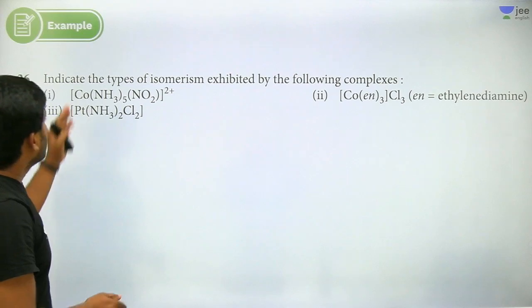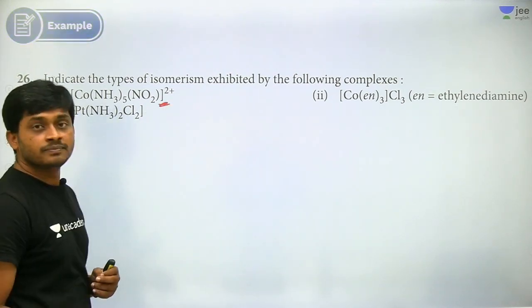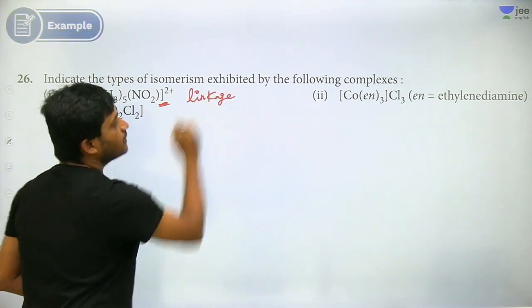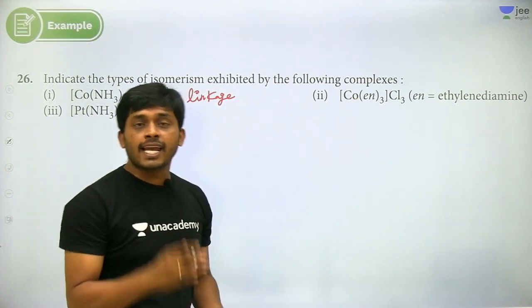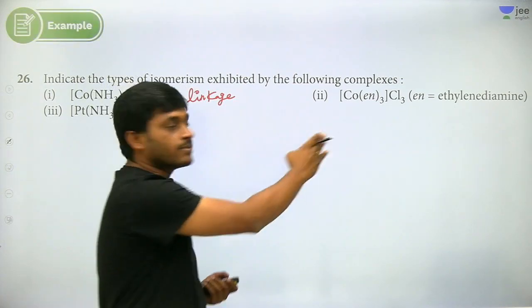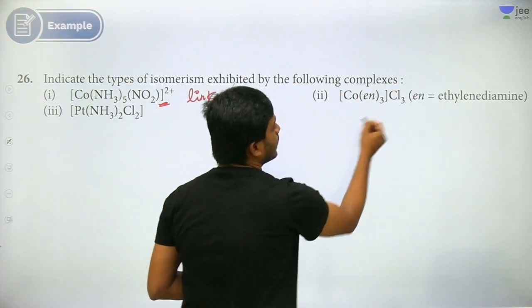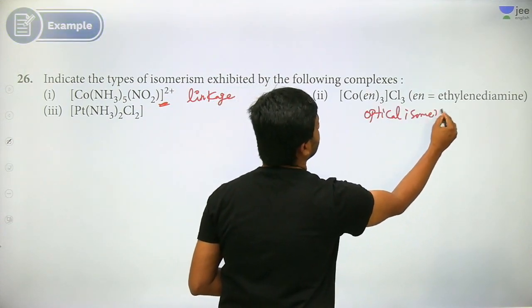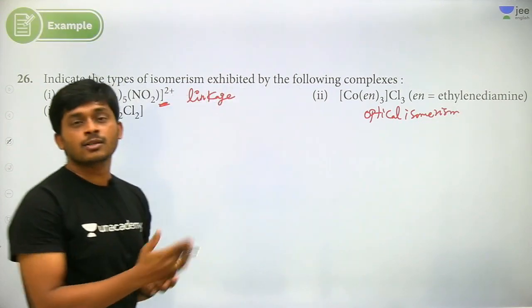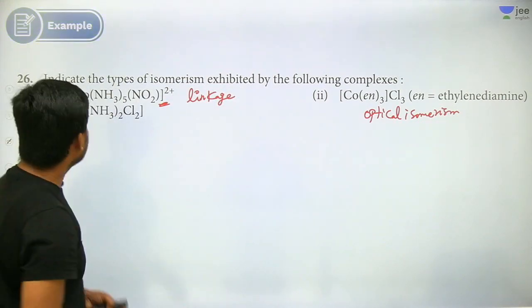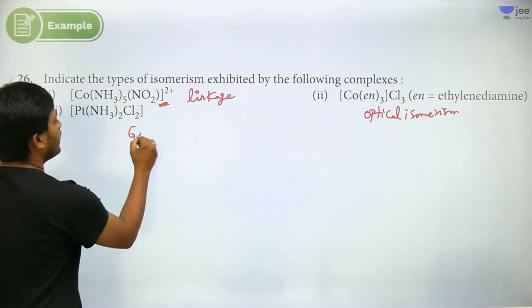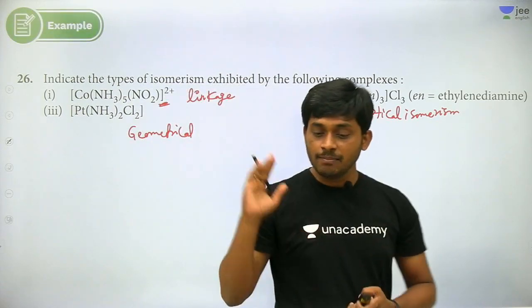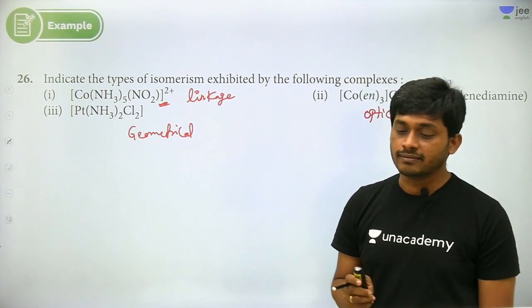Right, more answers now. What is the isomerism here? First one: linkage isomerism. Linkage isomerism. Co(en)3: same type of donor atoms 3 times. So what is the isomerism here? Optical isomerism it can show. It cannot show geometrical. It cannot show ionization also, that is not an ion. Right. This one, it can show geometrical. That's it. 2 marks you will get. Very simple question, coordination.